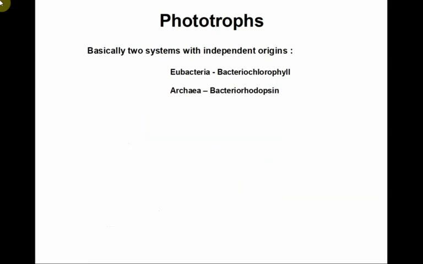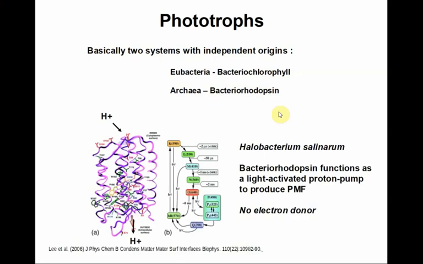Okay, so basically two molecular systems are used in bacteria for photosynthesis. Eubacteria use bacteriochlorophyll, which is directly related to chlorophyll in green plants, whereas archaebacteria use bacteriorhodopsin. Bacteriorhodopsin is an integral membrane protein with 7 transmembrane helices, and it basically works as a proton pump. So this is the cytoplasmic phase, and this is the periplasmic phase of the bacterial membrane.